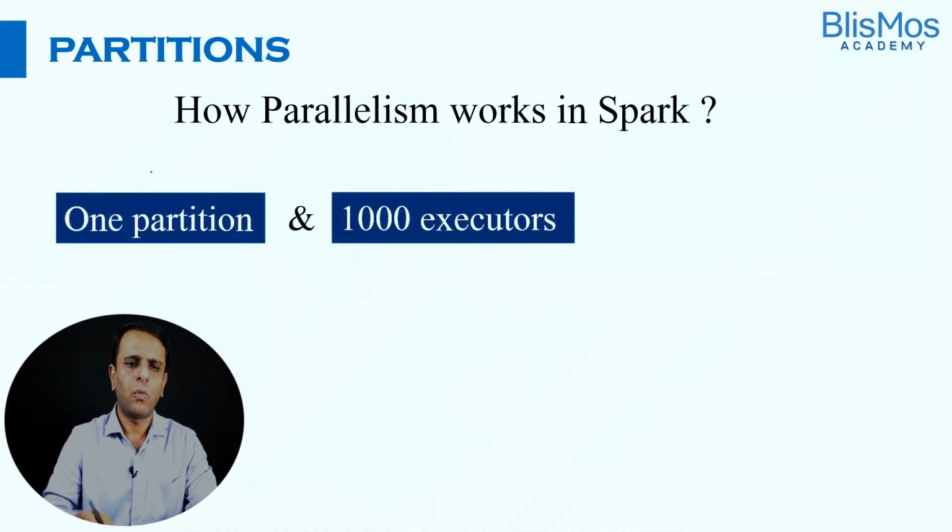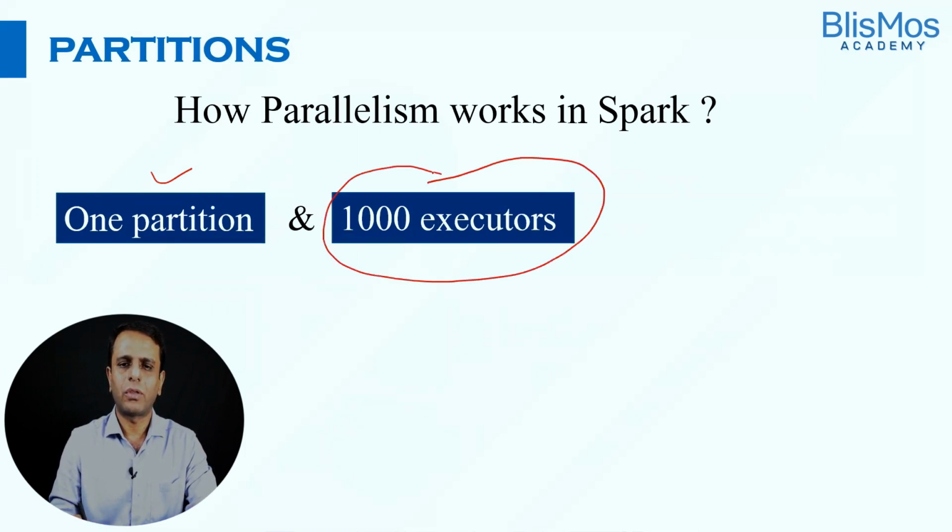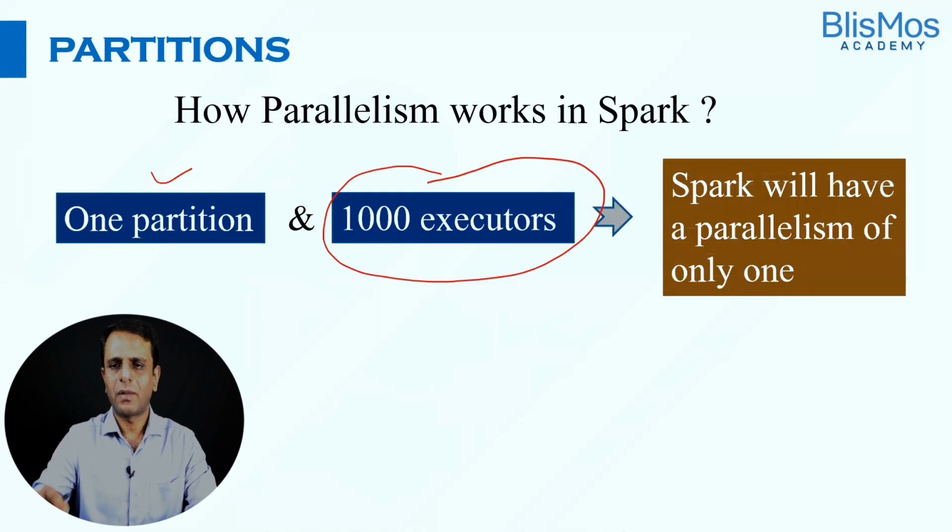Assuming that you have one partition, please pay attention. You have one partition and 1000 executors. Any idea what the parallelism would be here? Can you pause the video and try this? The parallelism will be only one, because the data on which the processing needs to be done has only one partition. Even though you have a lot of executors or physical resources, it doesn't make sense. That is the reason parallelism is only one.